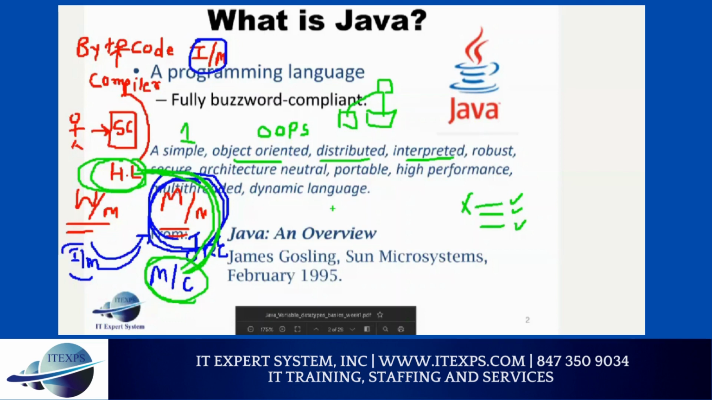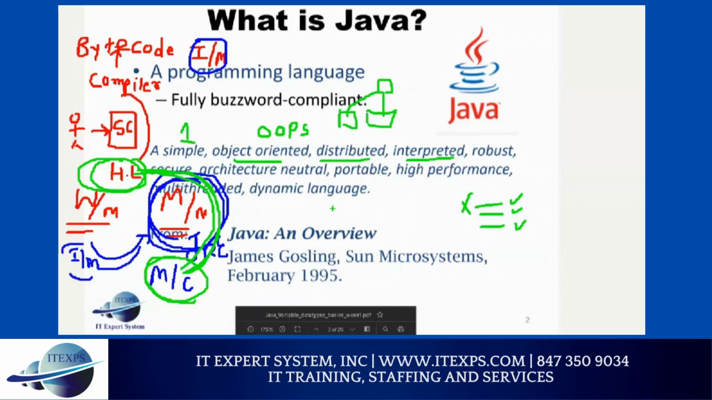JDK is responsible for the compiler. JDK is a compiler, and JRE is for execution. So there is a two-step approach. After the compiler, it converts to binary code or bytecode. Bytecode is an intermediate code. You cannot read it, but it's an intermediate code.